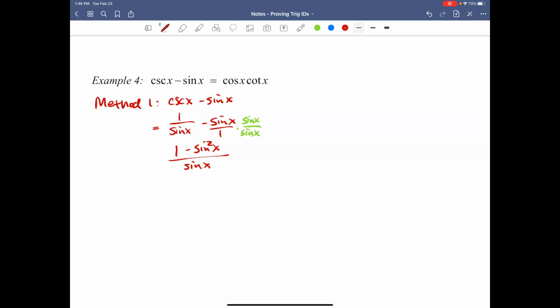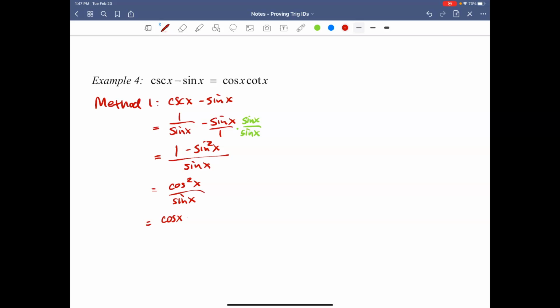What I notice then is that we have a Pythagorean identity rearrangement in the numerator. And so we can write 1 minus sine squared of x as cosine squared of x divided by sine of x. Now, if you look at our target, we're trying to make this look like the right-hand side. We're getting close because now we have our cosine of x. What we need now is a cotangent of x. Well, I know that cotangent of x is cosine over sine. So I've got my over sine and I've got the other cosine that I need up there in the numerator.